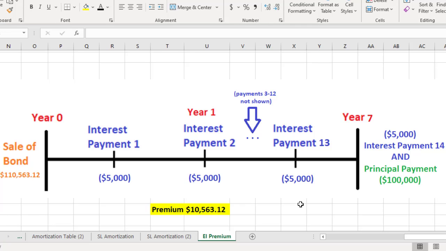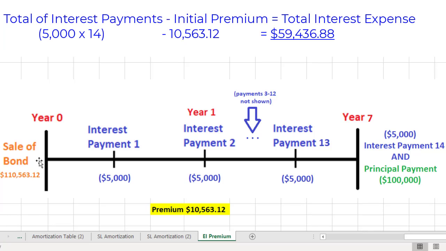So the way that you could find the total interest expense would be to add up all of these interest payments, so that'd be 5,000 times 14, and then you could subtract the premium of $10,563.12. And that would give you $59,436.88. But we're not going to record that entire interest expense all at once, because accountants are very interested in when revenues and expenses are recorded, and we want to record them in the correct period. So we're going to have to split up that interest expense into each of the different interest payments.